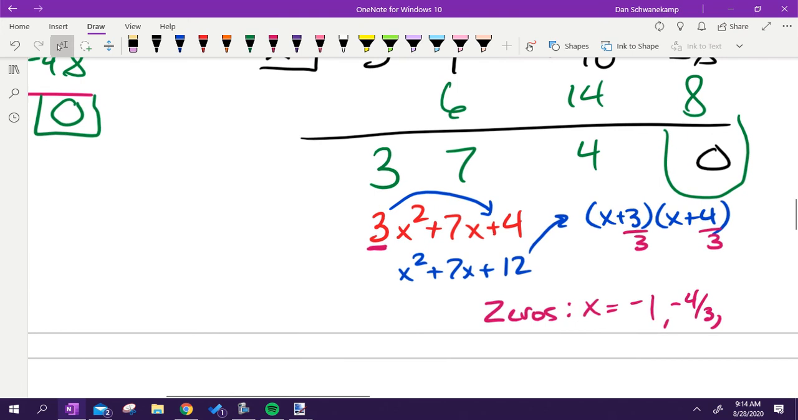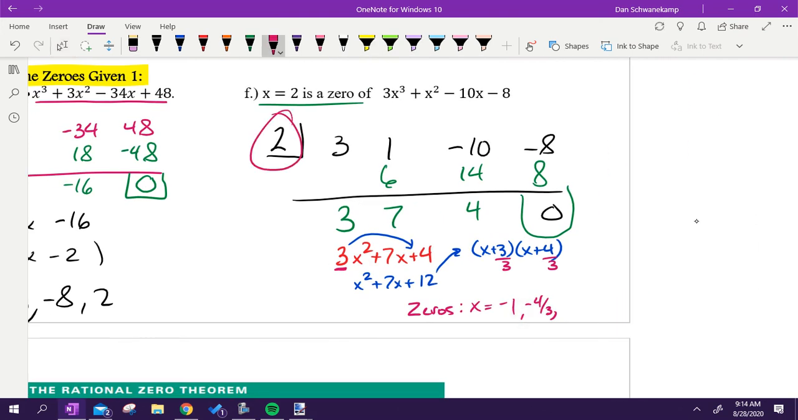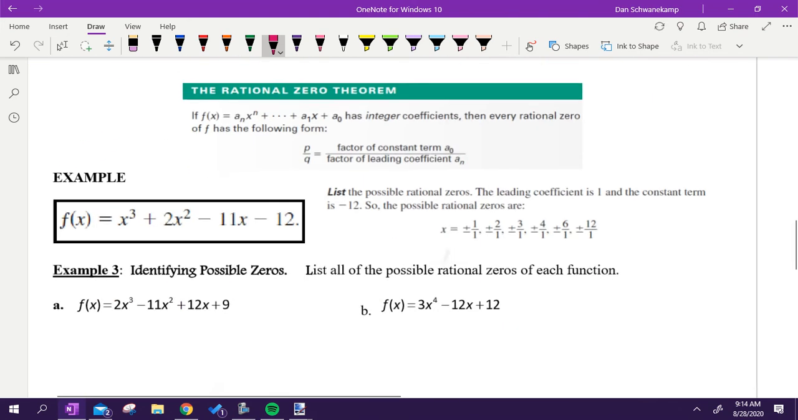And what's my third answer? 2, because of this right here. We knew 2 was an answer from the start. Those are my 3 answers. Questions on F? Let's go to the back side.